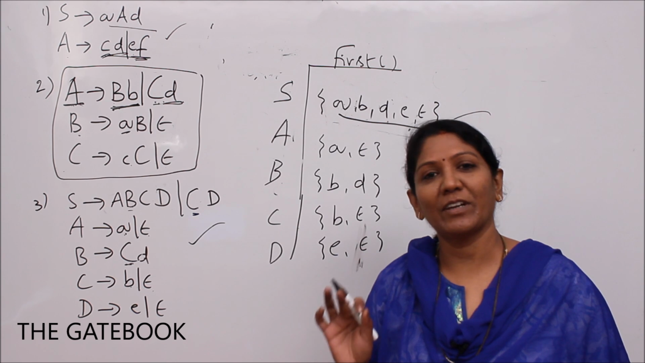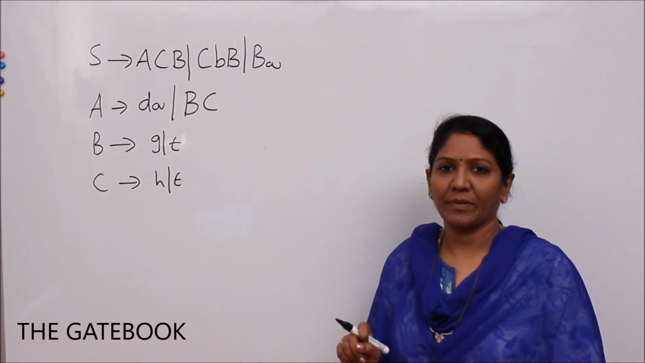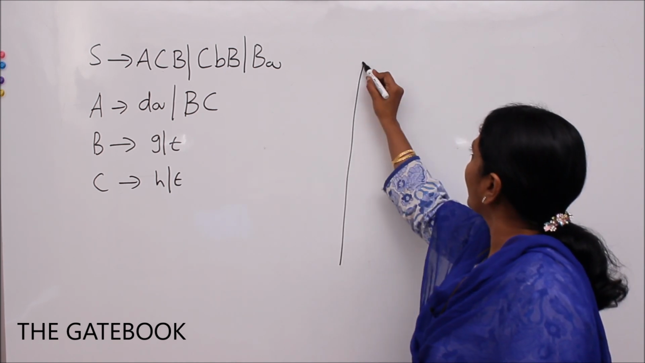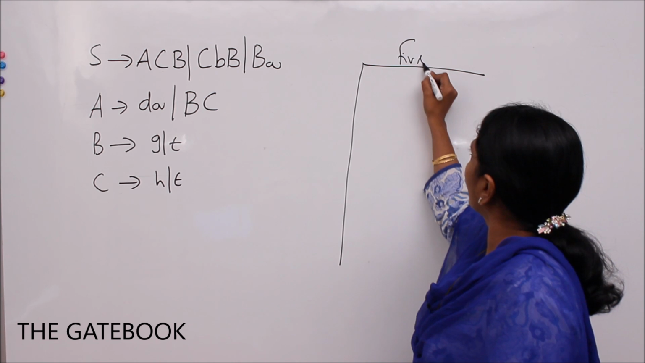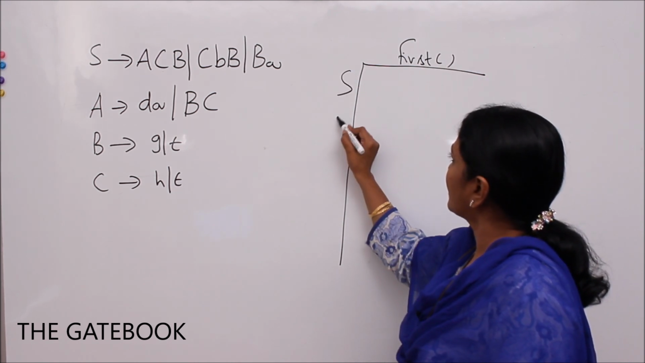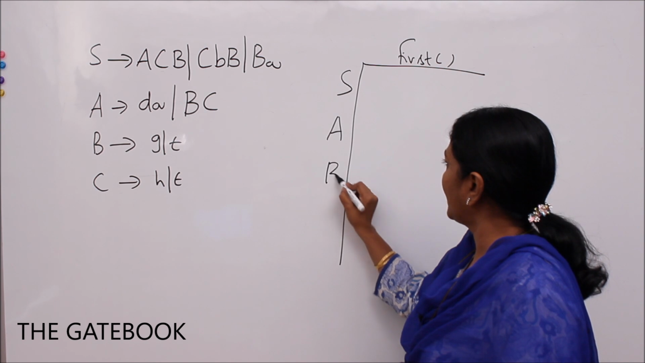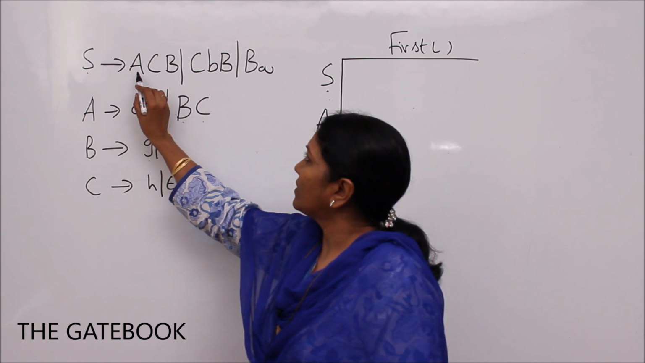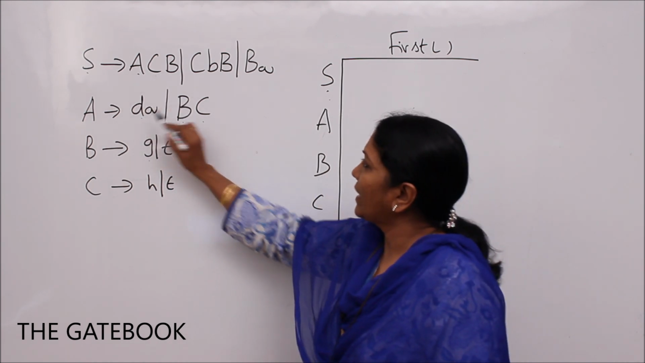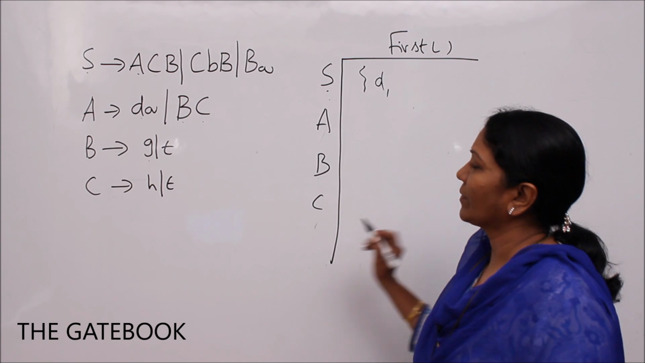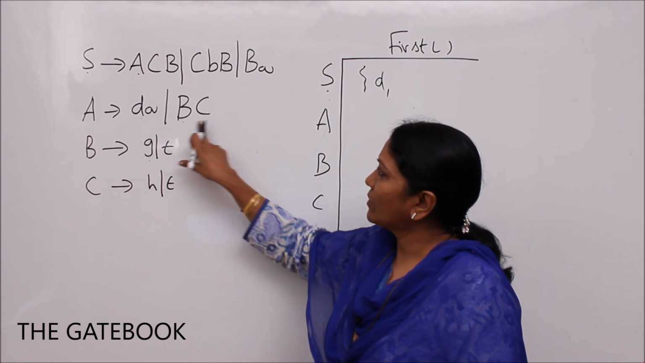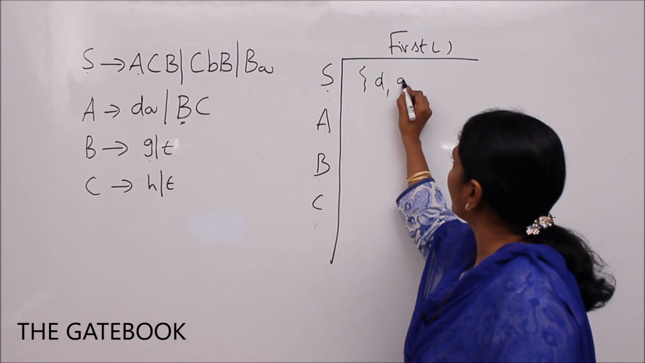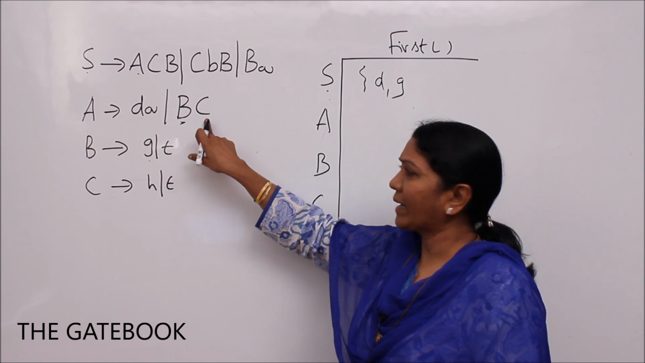Confident? Let's have one last example. Look at this example. Let's find out first of each of the non-terminals. Yes, A, B, C. Let us find out first of A. First of A is first of A. First of A is D here. And if you look at here, it is first of B. First of B is G here. Epsilon. So go back here.